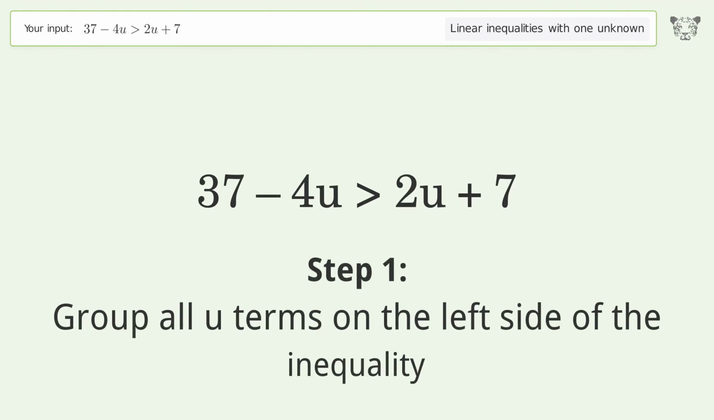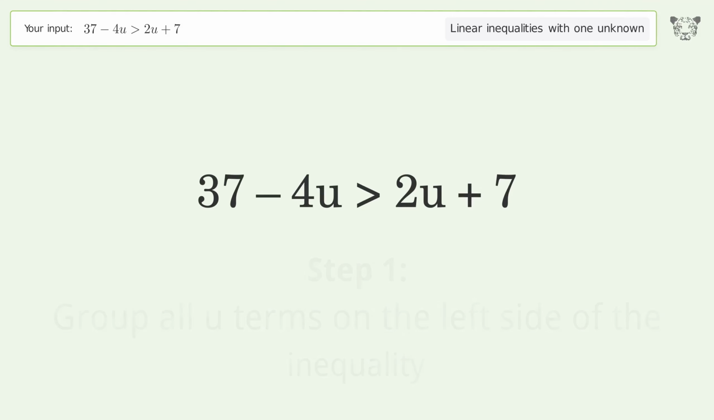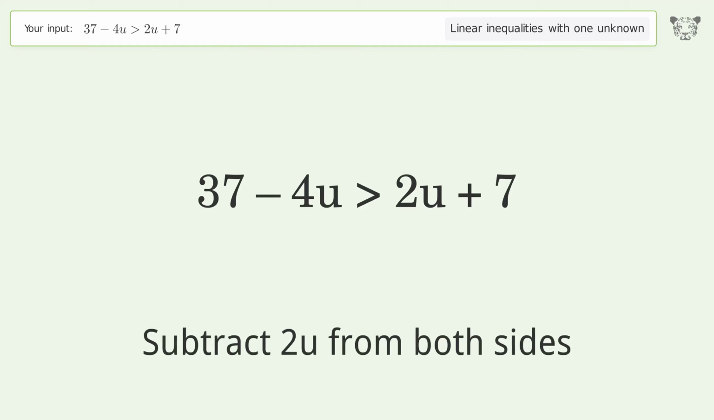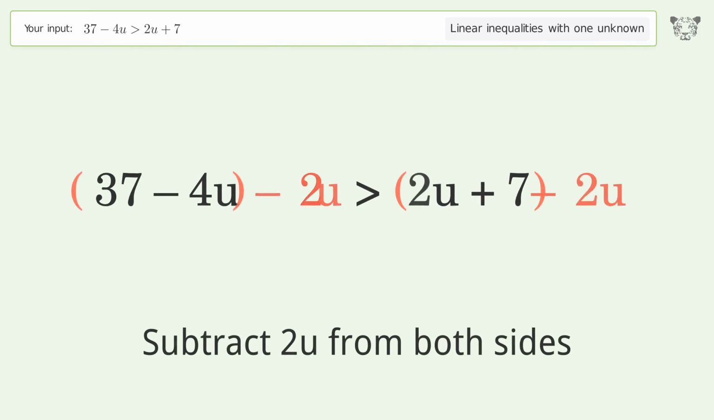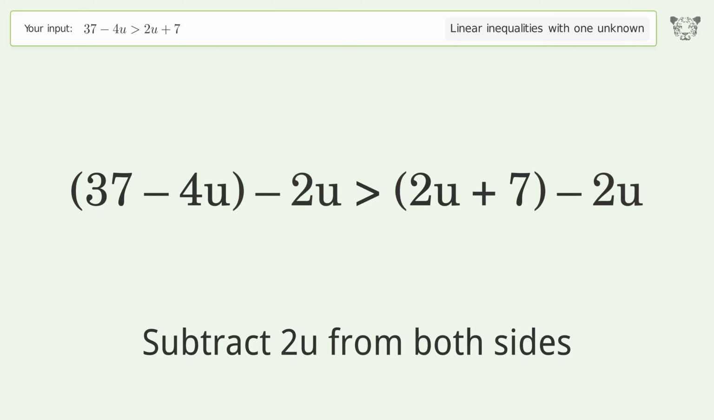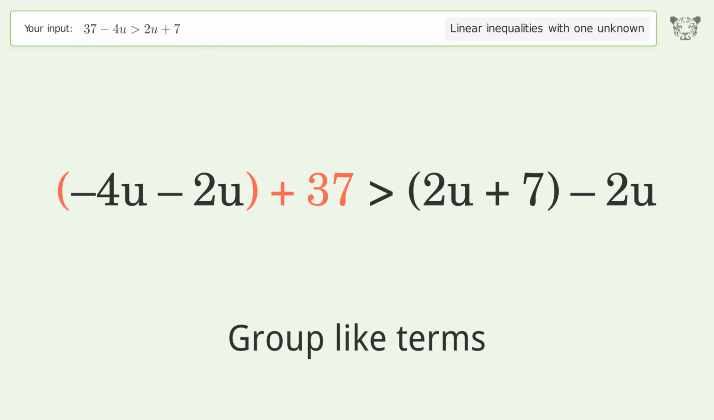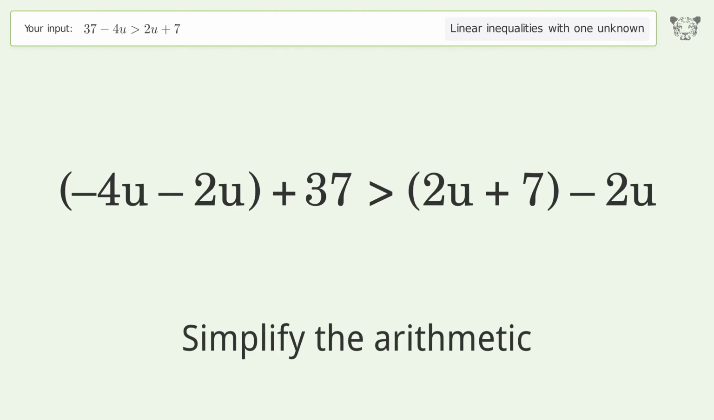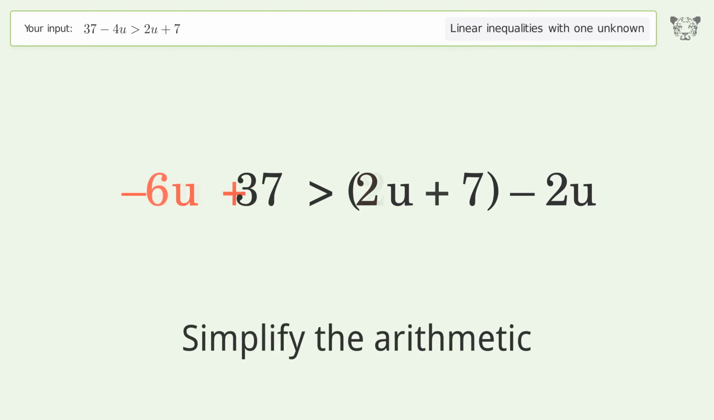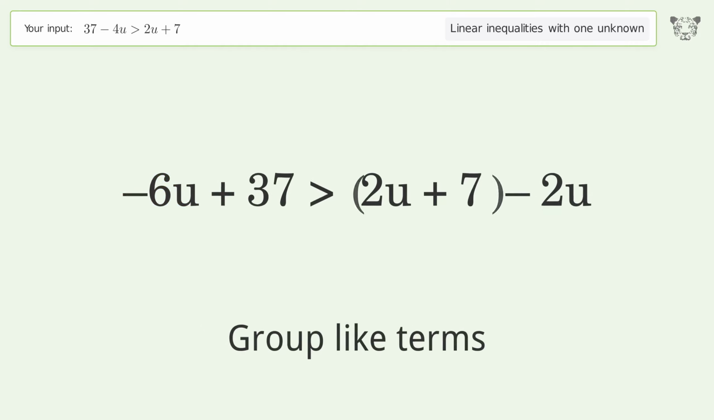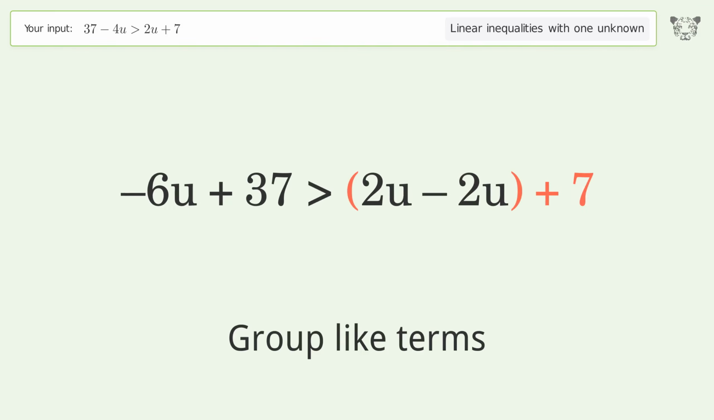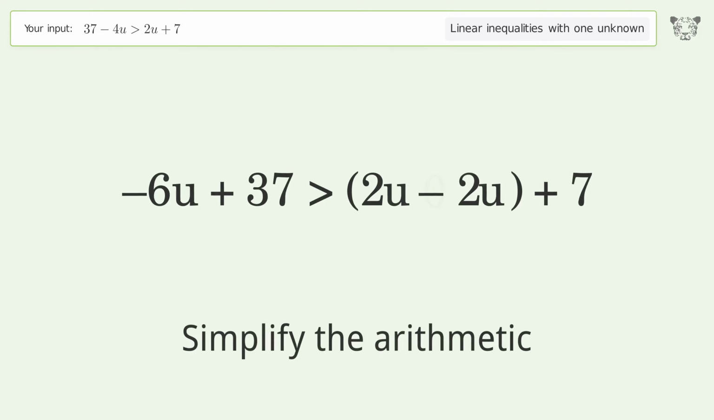Group all u terms on the left side of the inequality. Subtract 2u from both sides. Group like terms. Simplify the arithmetic. Group like terms. Simplify the arithmetic.